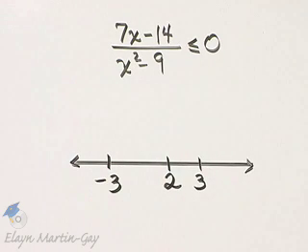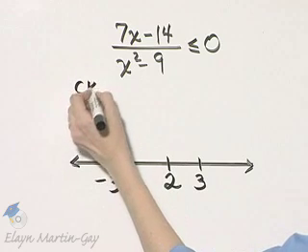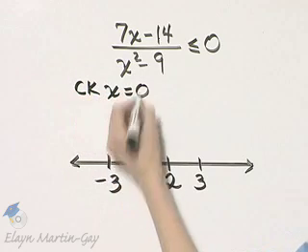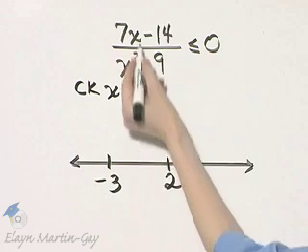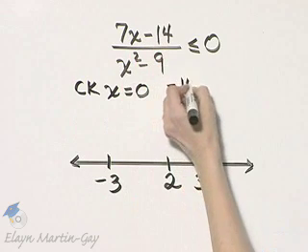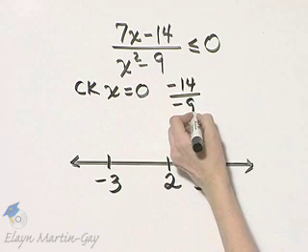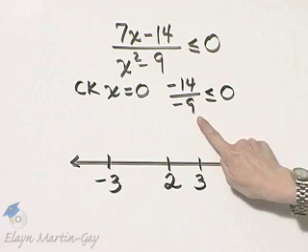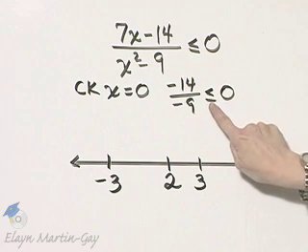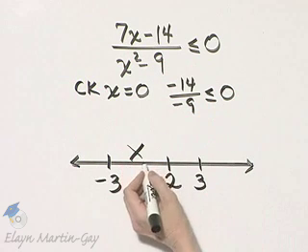I'll let you check regions. Maybe let's just check 0. We'll check x is equal to 0. That would be this region right here. If x is 0, I'll have -14 in the numerator. If x is 0, I'll have -9 in the denominator. Is that true or false? Well, that's a positive fraction. A positive fraction is not less than or equal to 0, so this is false.